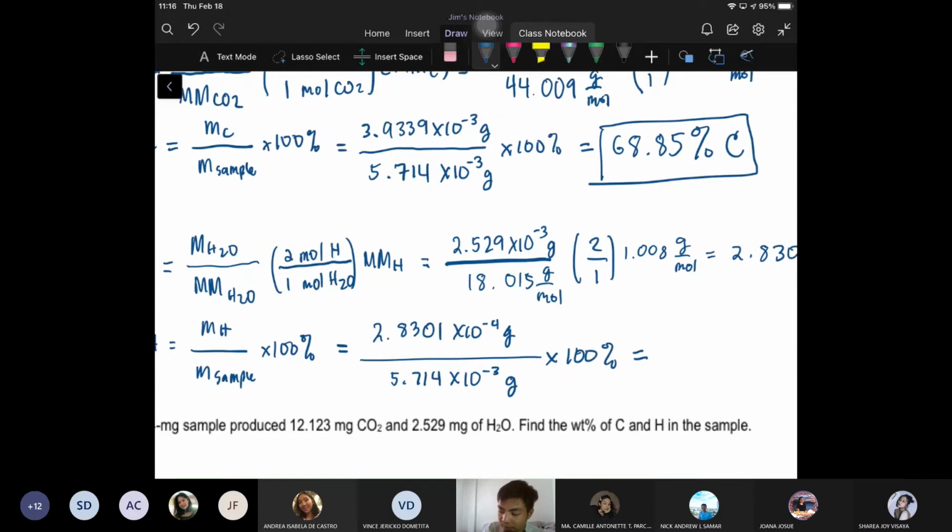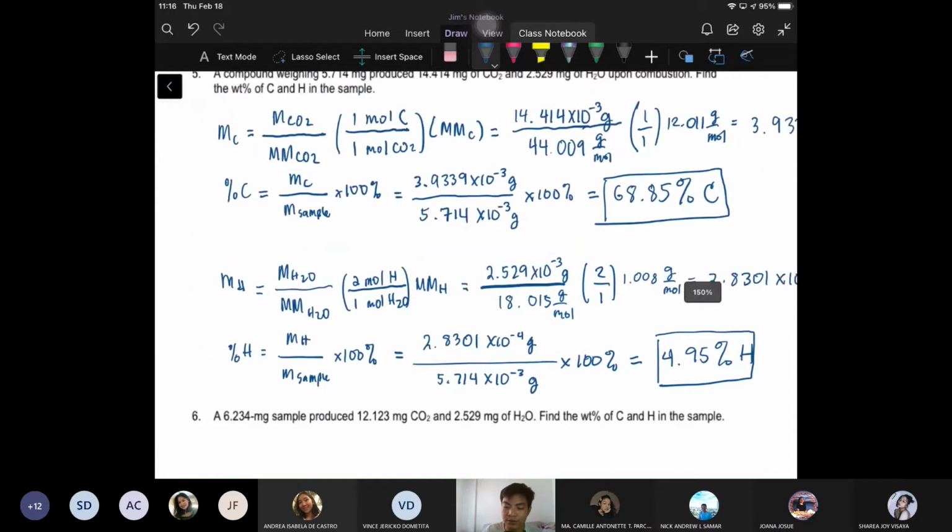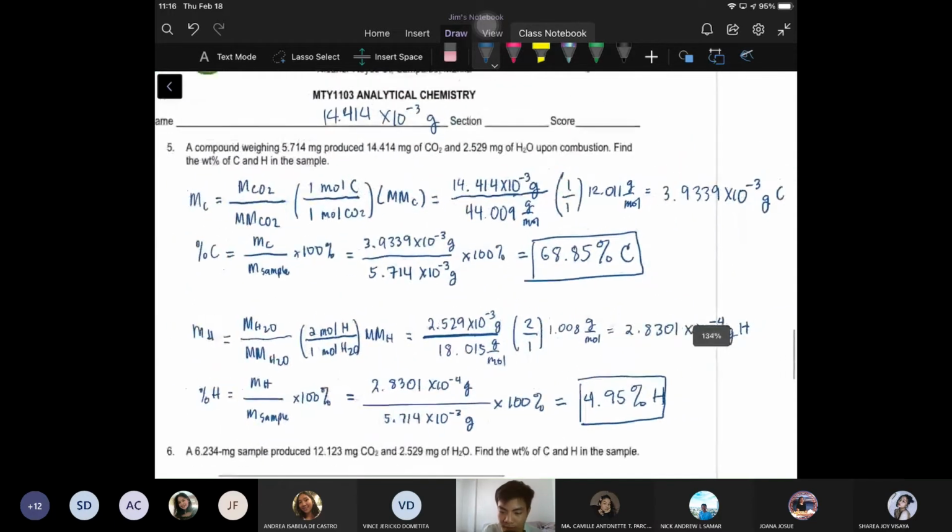Okay, so that will be in 2 decimal places, 4.95% hydrogen. Okay. So that will be our solution for this item.